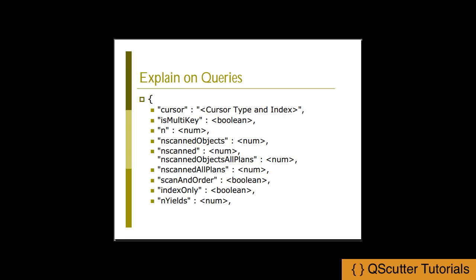Explain on queries. A find query with the explain option specified returns a set of parameters which include the cursor, which specifies the cursor type and index, whether it is multi-key, n, which is a number, nscannedObjects, again a number, nscanned, a number, nscannedObjectsAllPlans, which is a number, nscannedAllPlans, again a number, scanAndOrder, which is boolean, indexOnly, which is boolean, nYields, which is a number.